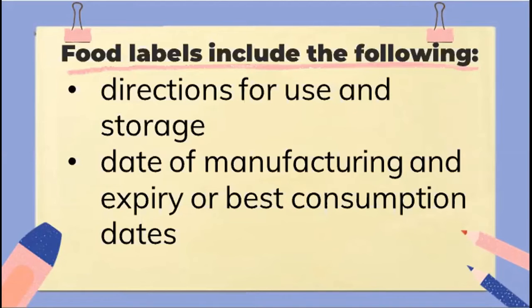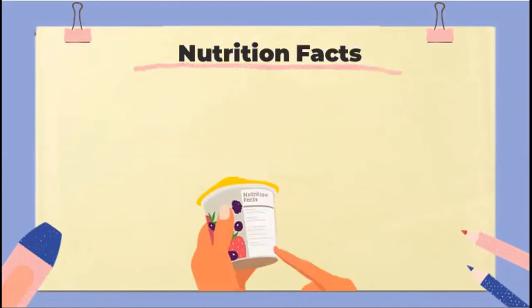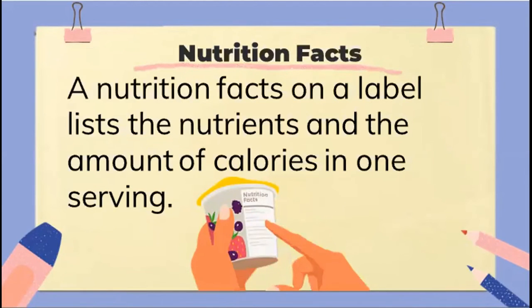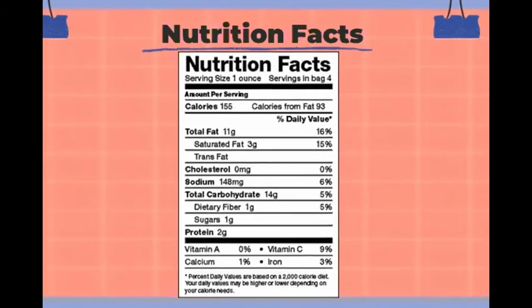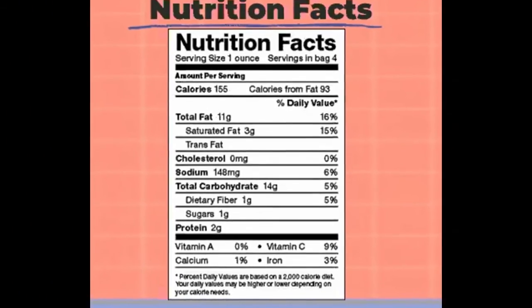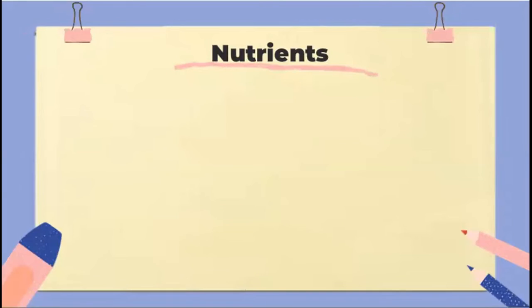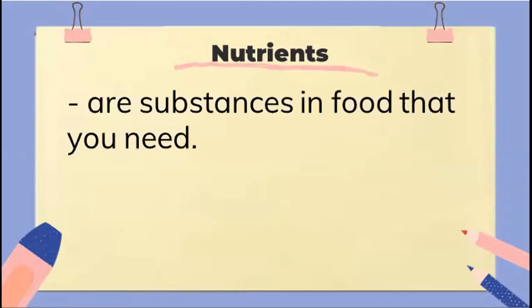Now let's have the first one, the nutrition facts. So what are the nutrition facts? A nutrition facts label lists the nutrients and the amount of calories in one serving. In your wrapper, you can see this part. So that is the nutrition facts. Now, speaking of the list of nutrients that can be found in the nutrition facts, let's talk about nutrients first. So what do we mean by nutrients? Nutrients are substances in food that you need.